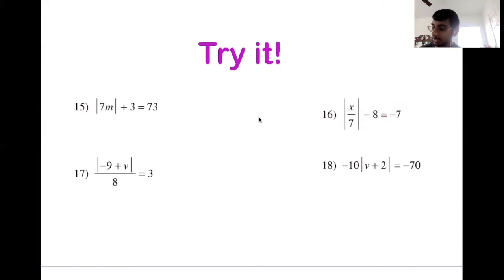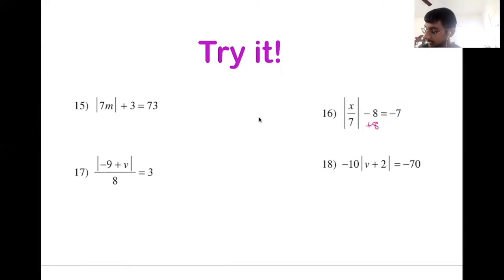So let's begin. Let's add the 8, because we need to get rid of this stuff so we can isolate the absolute value. -7 plus 8 is +1, and that's equal to the absolute value of x over 7. So how do I break that down now?